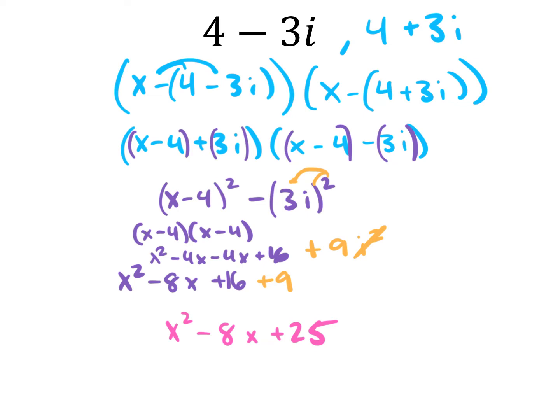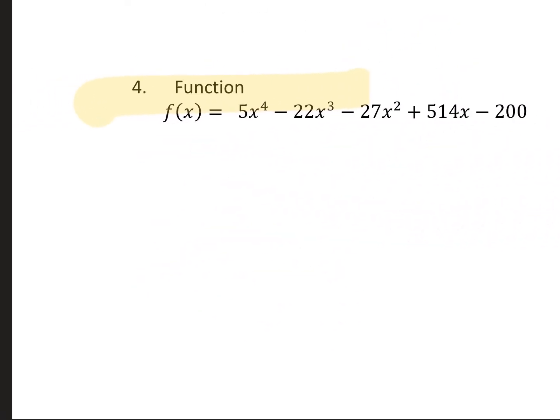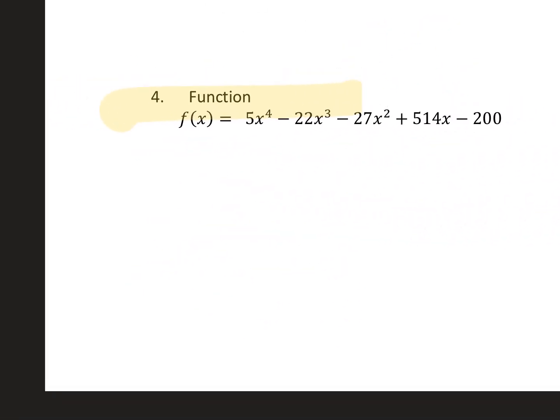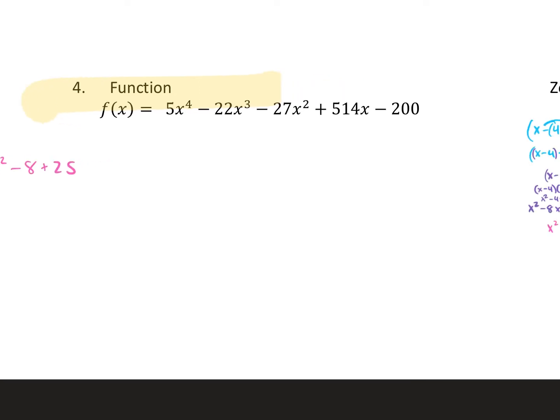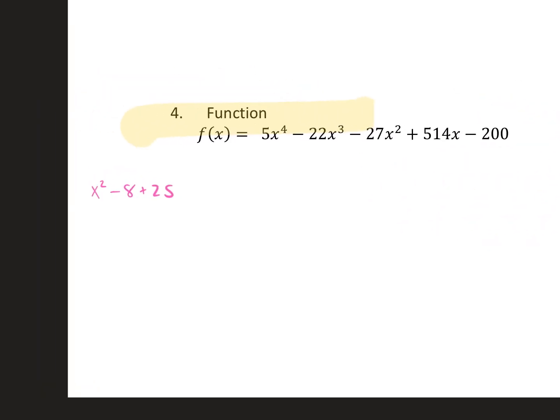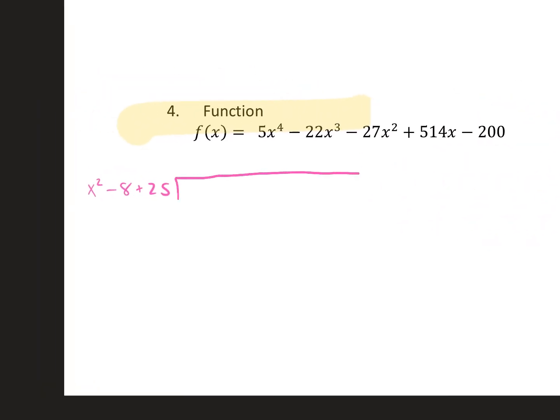Long division. So I'm going to use long division with my polynomial over here. So x squared minus 8x plus 25 goes on the outside. The rest of my polynomial goes on the inside. So 5x to the fourth power minus 22x cubed minus 27x squared plus 514x minus 200.